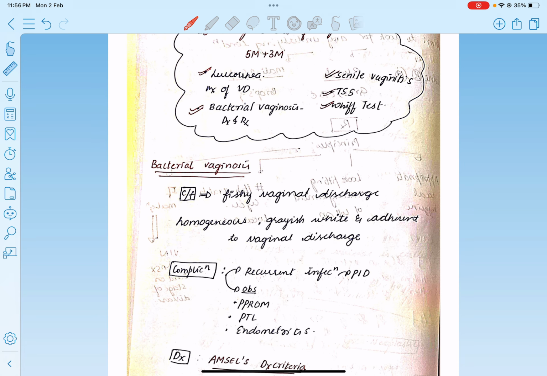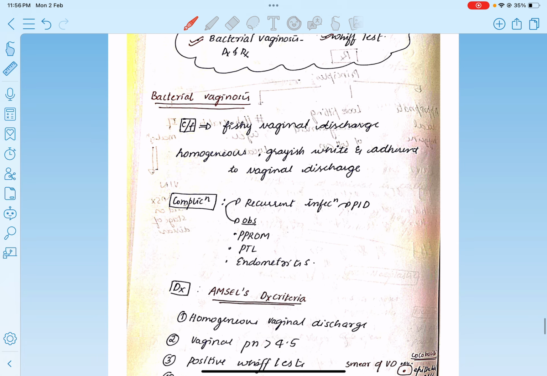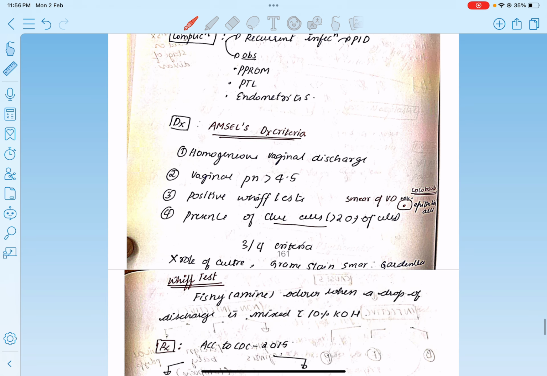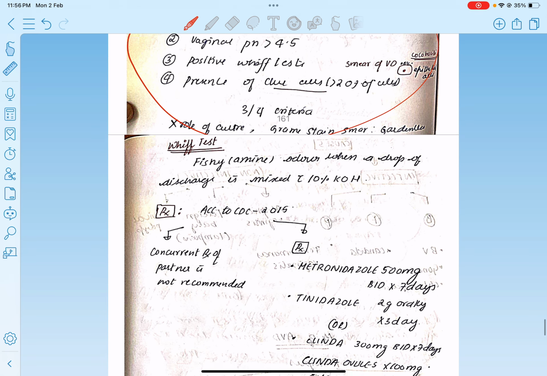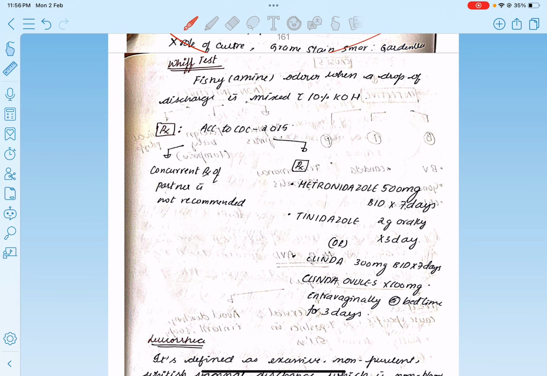Then again, this has an easy narration, so I'm not discussing. Make sure you underline things which are important. Then Amsel's criteria itself is an important 3 marker. I'm sure you will know what are the things which you need to discuss.